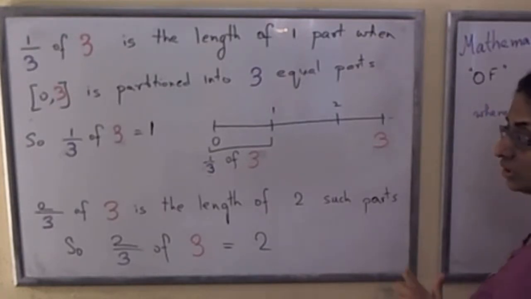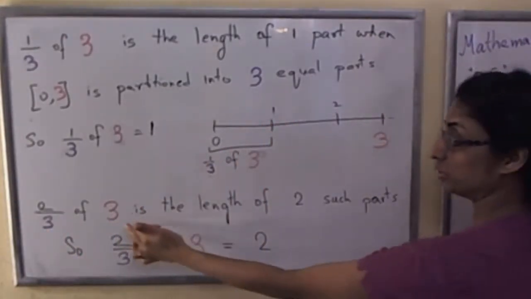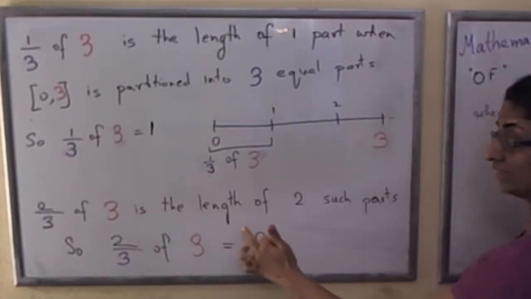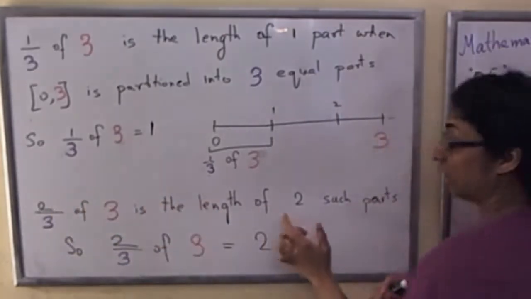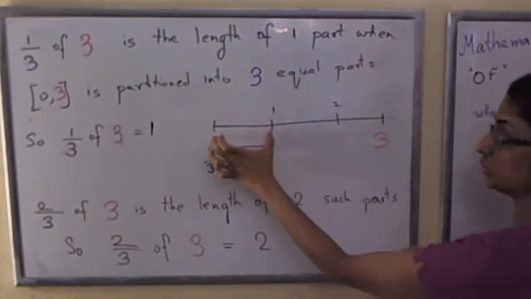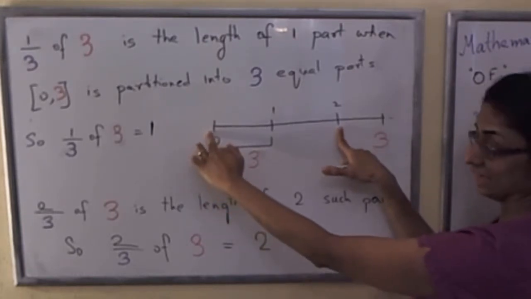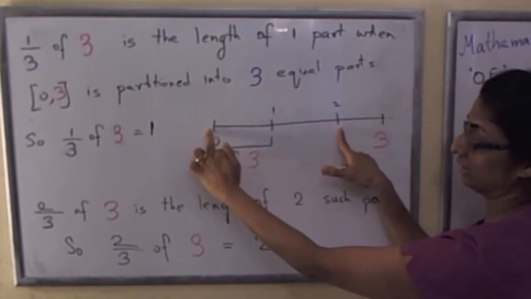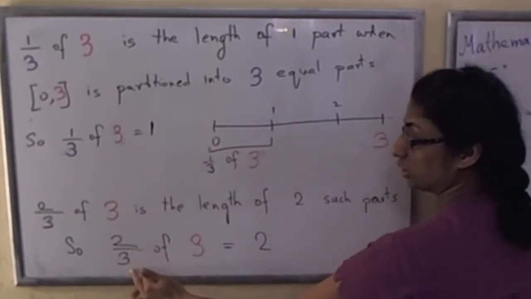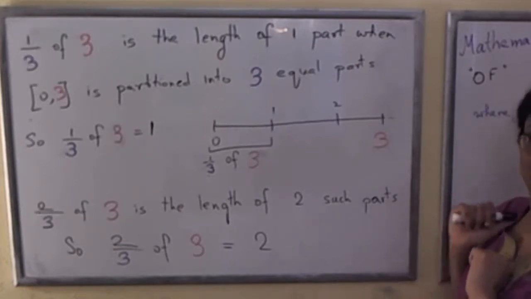And now let's look at the expression 2/3 of 3. Similarly, 2/3 of 3 is defined as the length of two such parts. So the numerator is telling you how many parts you're taking. Two such parts, you concatenate. So now you're looking at this, and that is what is 2/3 of 3. And clearly you can see from the picture 2/3 of 3 equals 2. Let's look at more examples.